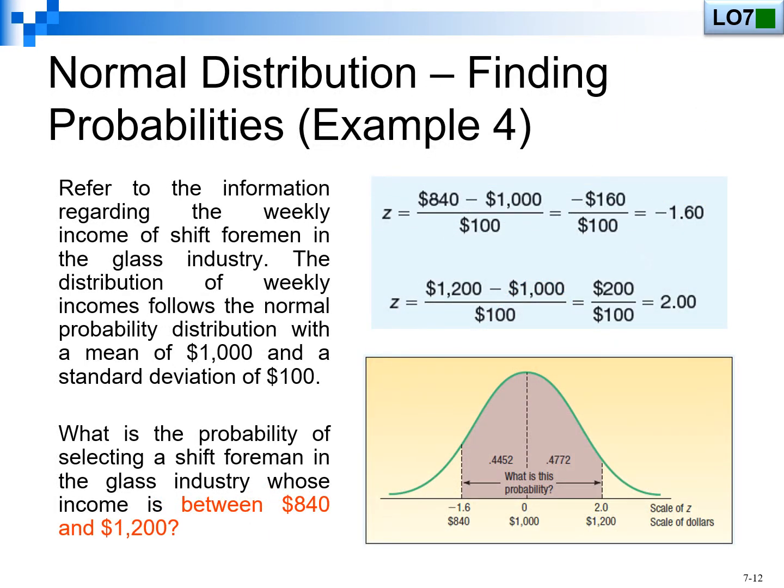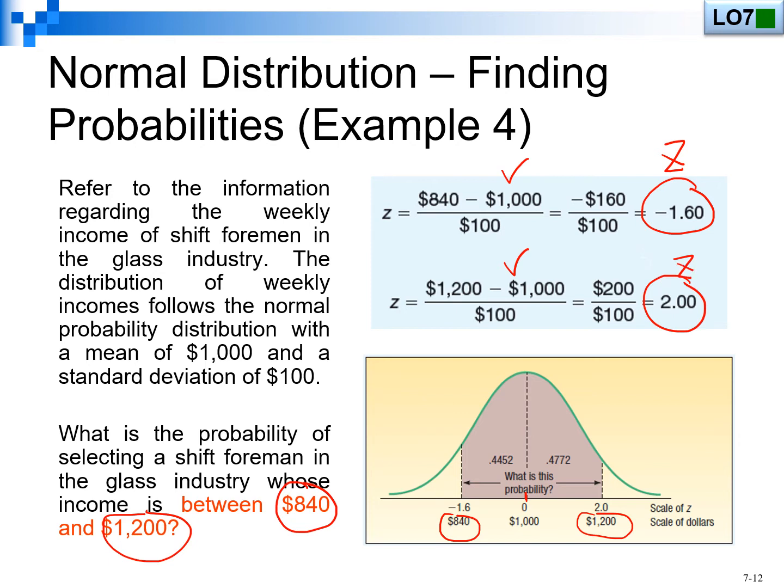Okay, so another illustration, you're trying to find an area under the curve. And so they want us to find between $840 and $1,200. So notice right away, 1,000 is still in the middle. There's your mean. And you've got to convert $840 and $1,200 into z-scores. And so right up here, here's your calculation. 840 minus 1,000 divided by 100 is going to give you a negative 1.6. That's your z-score. You take 1,200 minus 1,000 divided by 100. You're going to get a positive 2, guys. That's going to be that z-score.